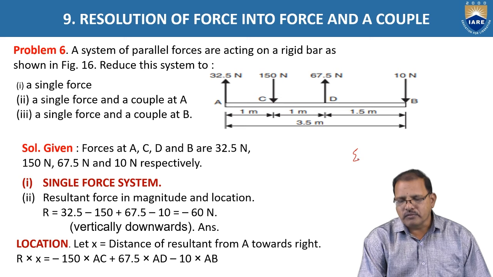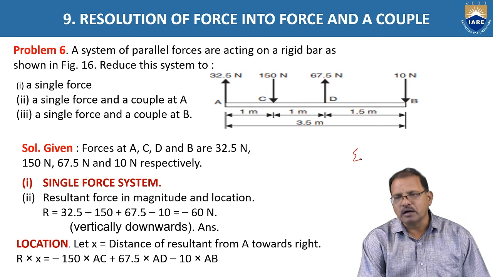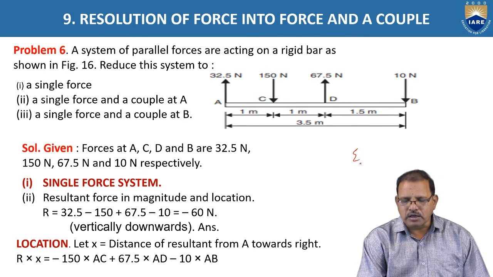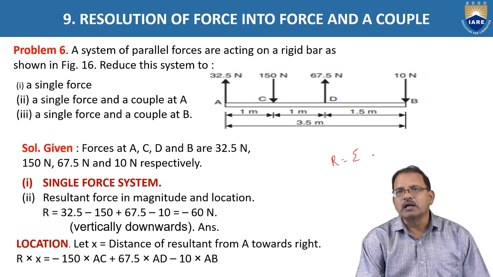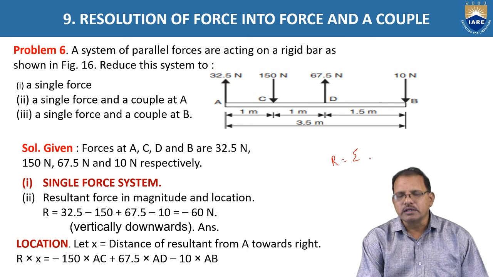That is the resultant of the vertical components. Since there is no horizontal component, all forces are treated as vertical only. The vertical component of the resultant force, that is R, is equal to the sum of the vertical components of all the forces. When the forces are acting in the upward direction, they are treated as positive, and downward directions negative.